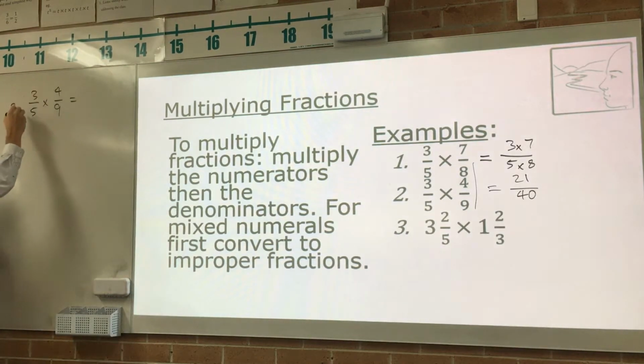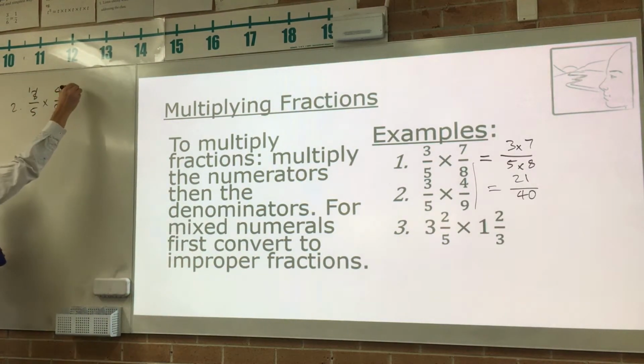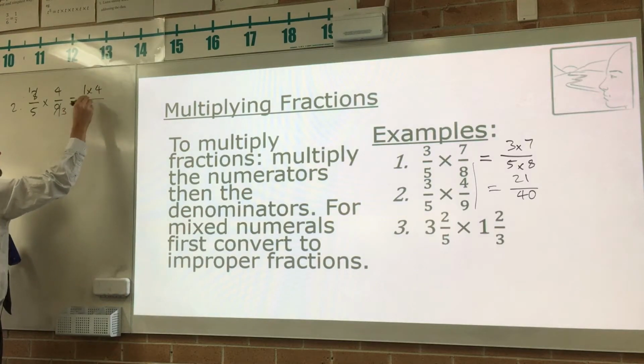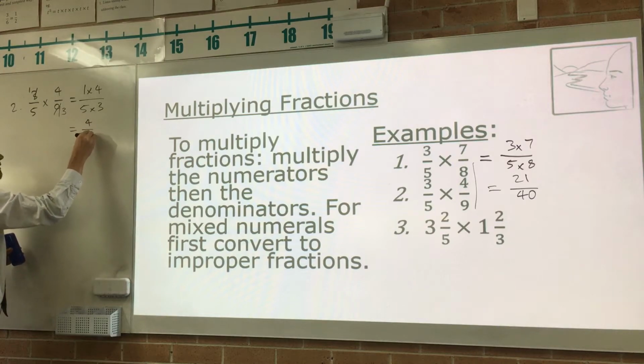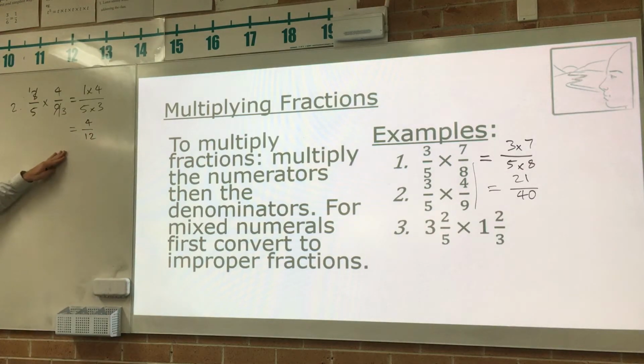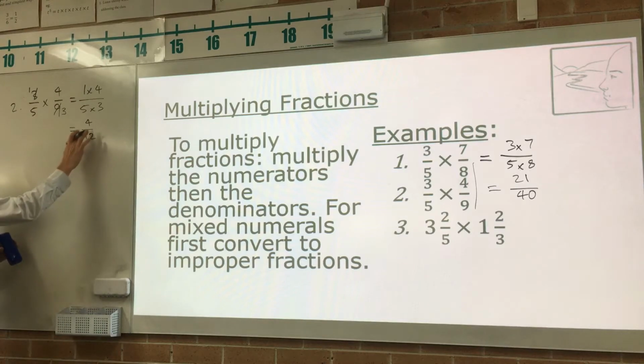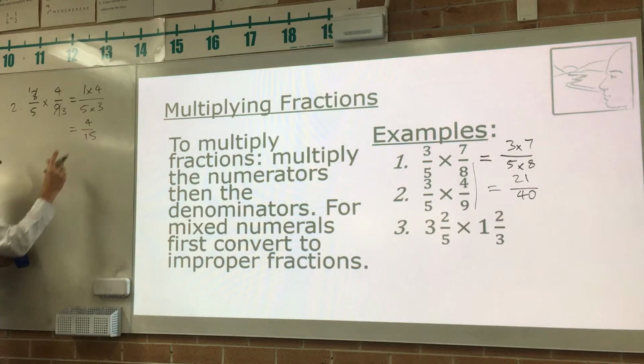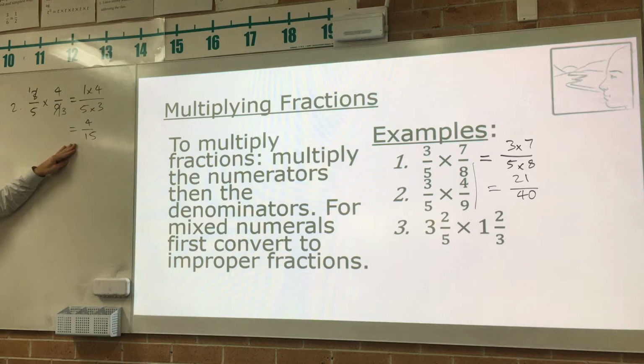If I see that on the top and on the bottom somewhere are some common multiples, and in this case I can see it's 3, I can divide by 3. And so now what I can do is 1 times 4 over 5 times 3. And look at this. I end up with the answer I was looking for. 15. Mr. Clark, get the right number. 4 over 15.